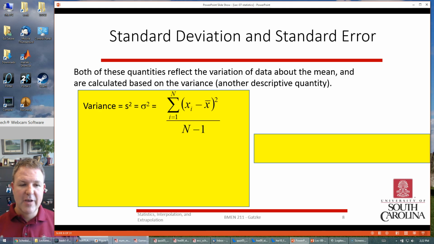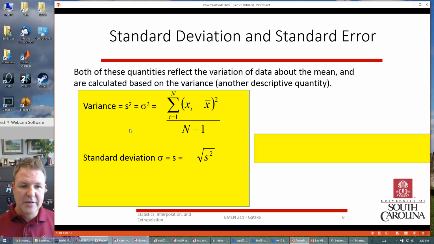So the variance is the first thing you have to calculate. Once you have the mean, the average, for each piece of data you find the error and you square it and you divide by n minus 1. Since we don't have the whole population, we're using n minus 1.